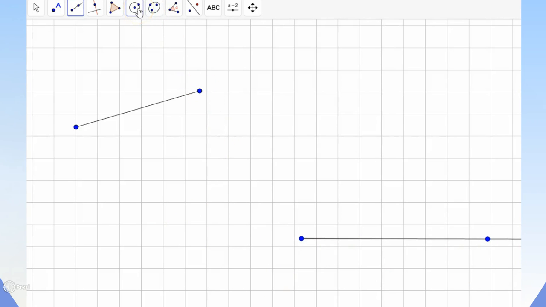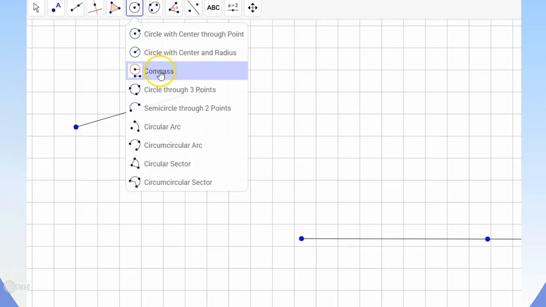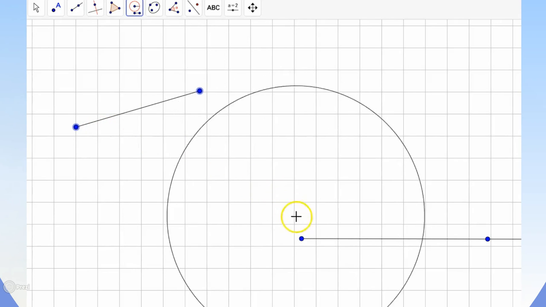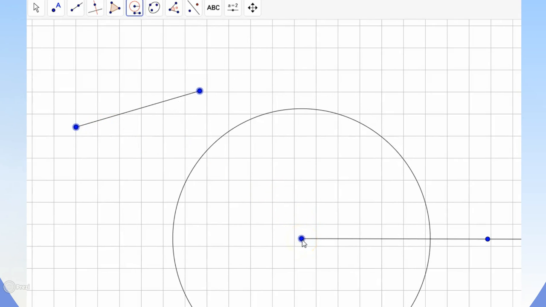Now, instead of having a regular compass, there is a compass tool in GeoGebra, and with that you pick the radius. So this is going to be my radius and the second point is going to be my center. So I have now just drawn a circle with the radius that equals that original line segment. Now I'm going to take this circle and make its center my end point of my ray.